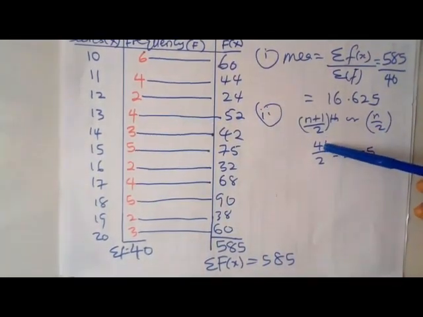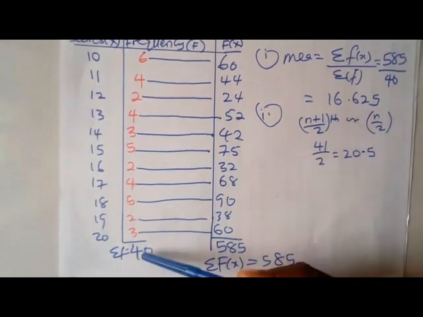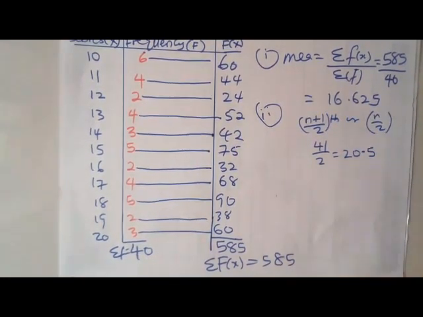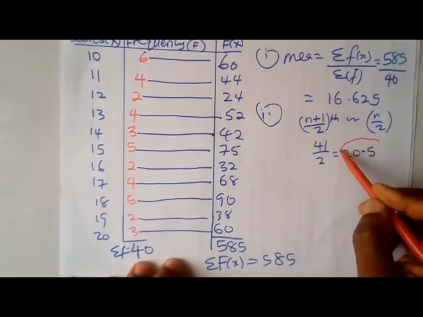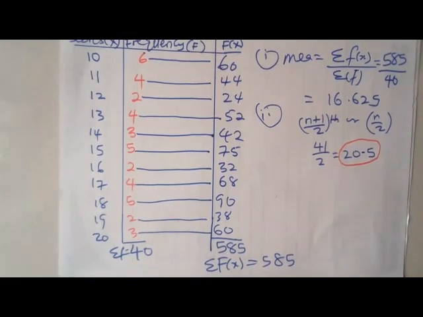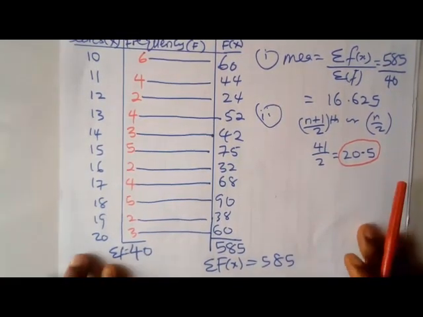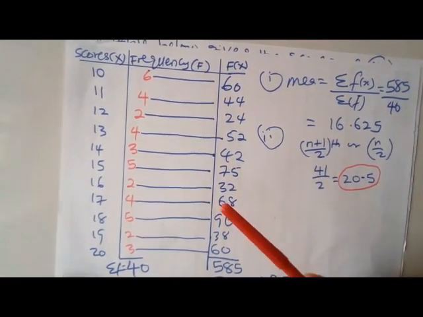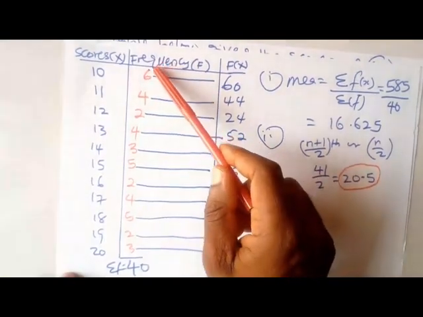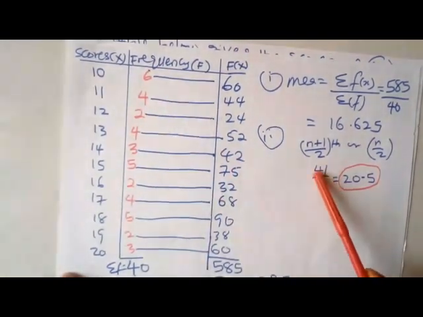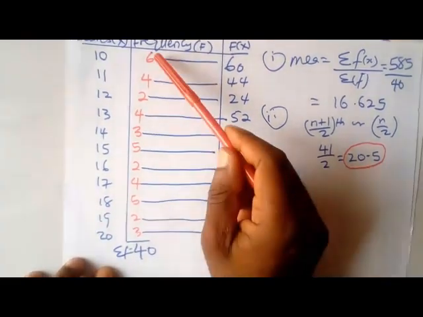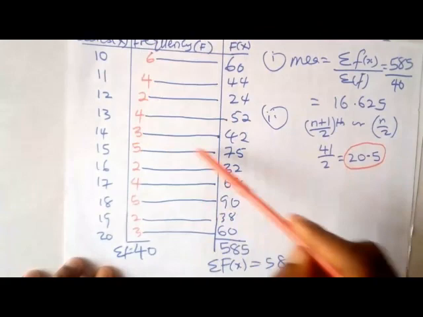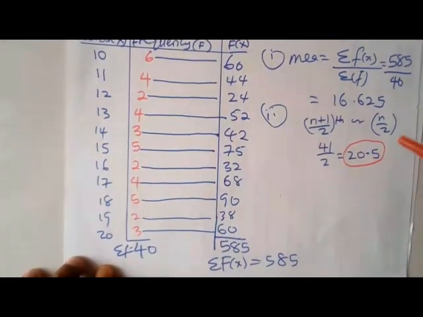It is 40, but we add 1 because it is even, so it is 41. If it is odd, you just divide by 2 straight. So now we have divided by 2 and we have 20.5. Is this 20.5 our median? The answer is no. So what do we do? We go to the question and start to add the frequency. Remember, it is frequency we divide by 2 to get 20.5. So you have to go to the frequency and start adding. Anywhere this number 20.5 lies, that is the median.